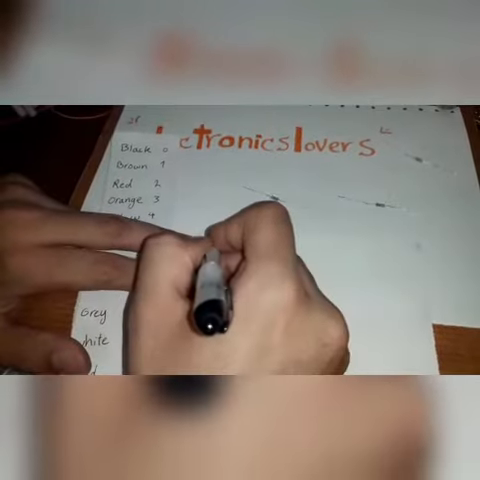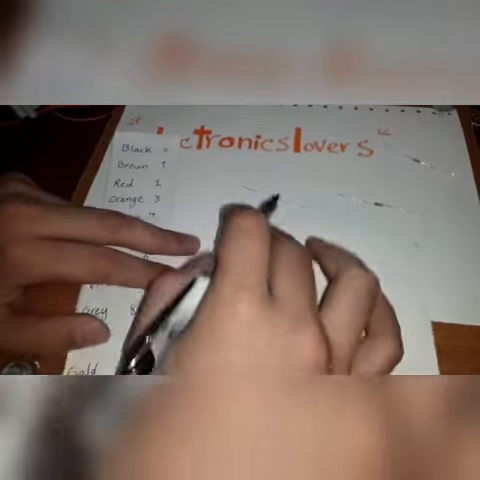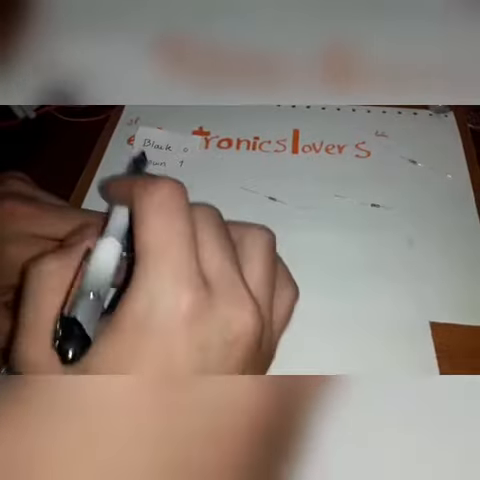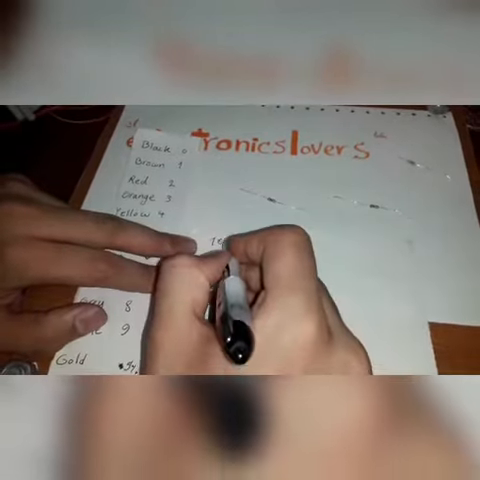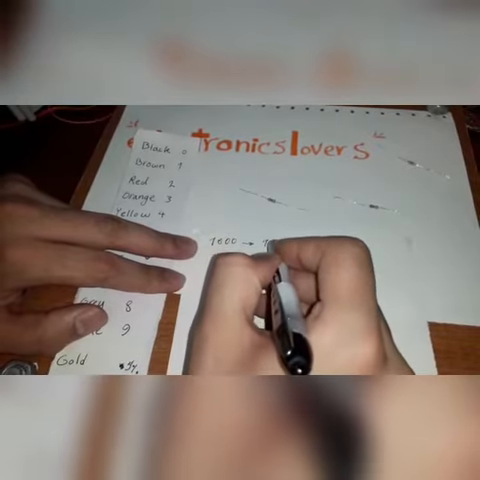So we put the numbers. Instead of brown, we put 1. Instead of black, we put 0. Instead of red, we put 2, the number of zeros. Here we have a 1 kilo ohm resistor.